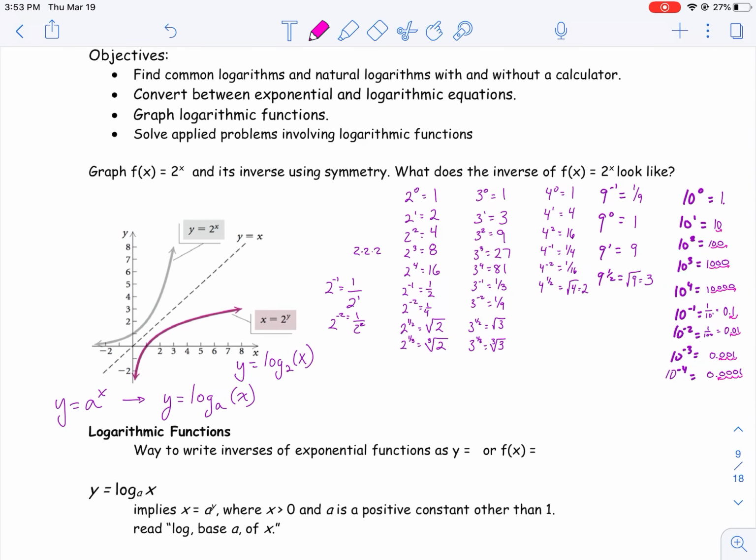That concludes this video. Quick summary. Logarithms, we'll get into them a little bit more in future videos. It's really the inverse of the exponential graph.